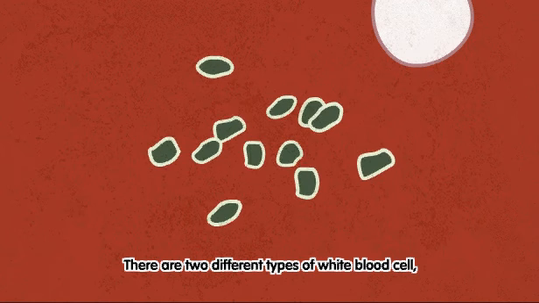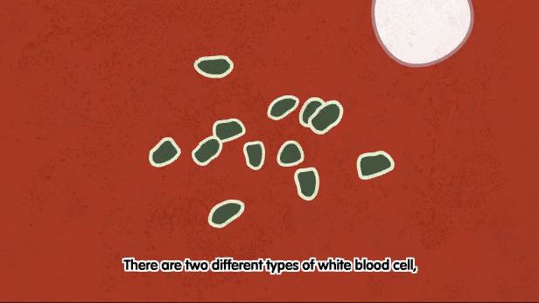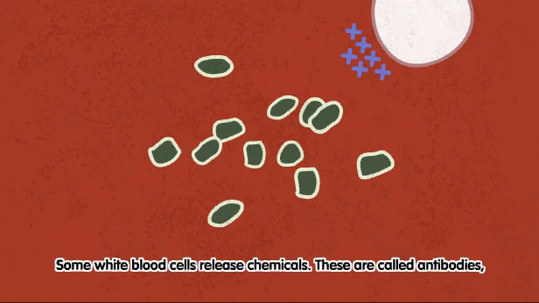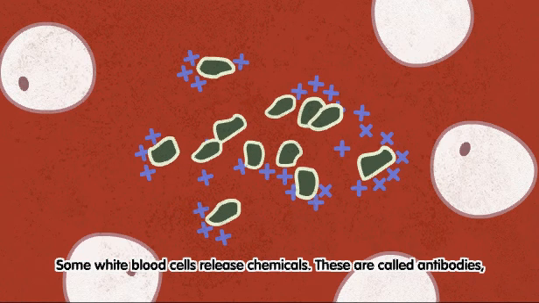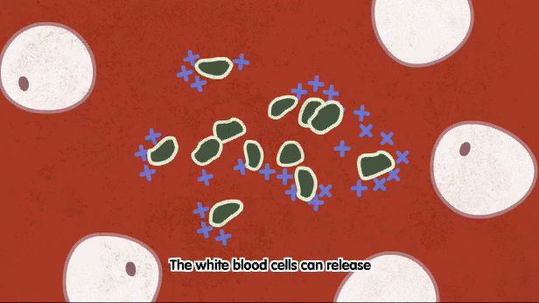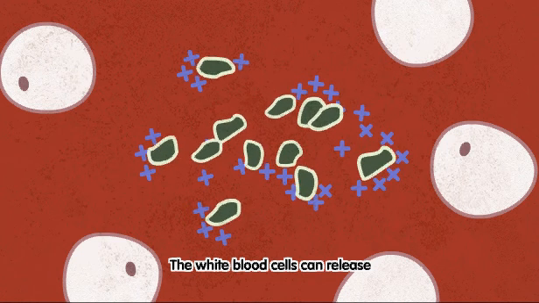There are 2 different types of white blood cell, and they deal with microbes in 2 different ways. Some white blood cells release chemicals. These are called antibodies. They stick to the microbes and make them harmless. The white blood cells can release different antibodies to match different microbes.